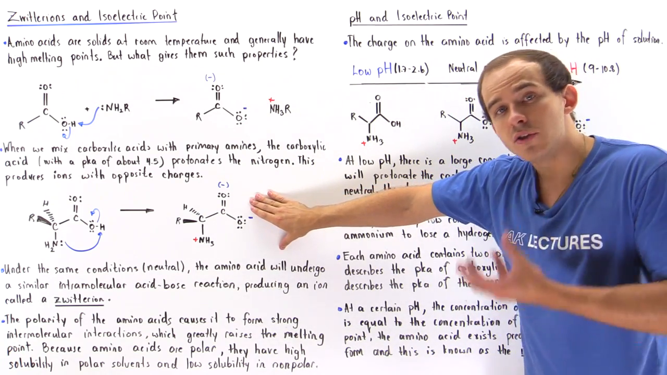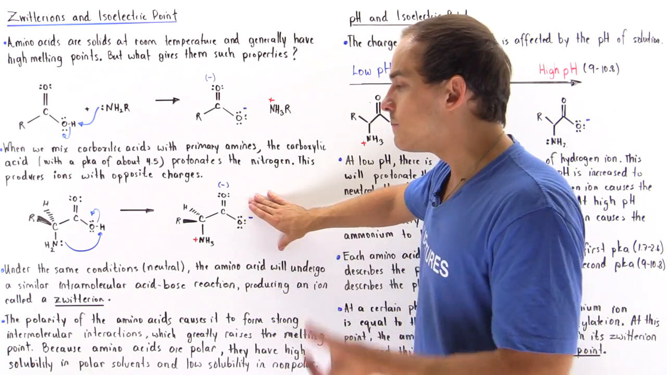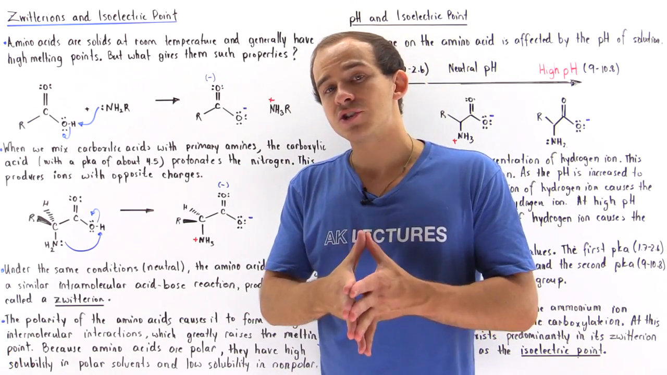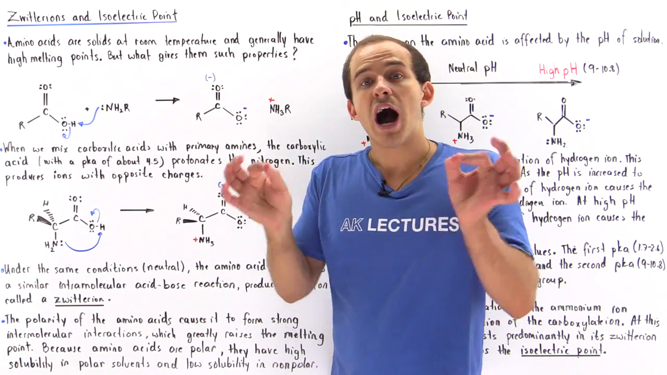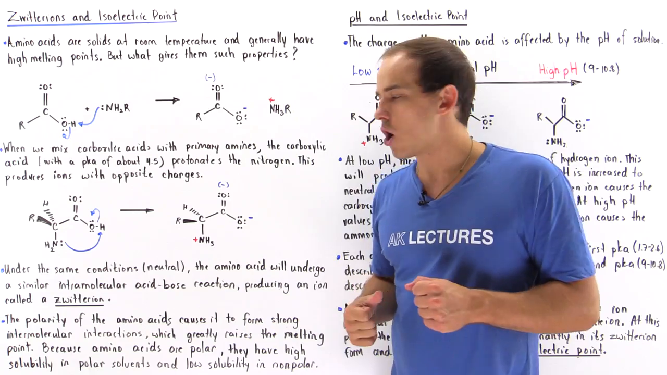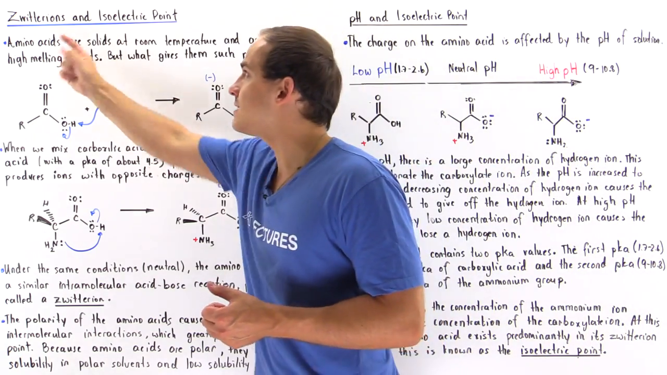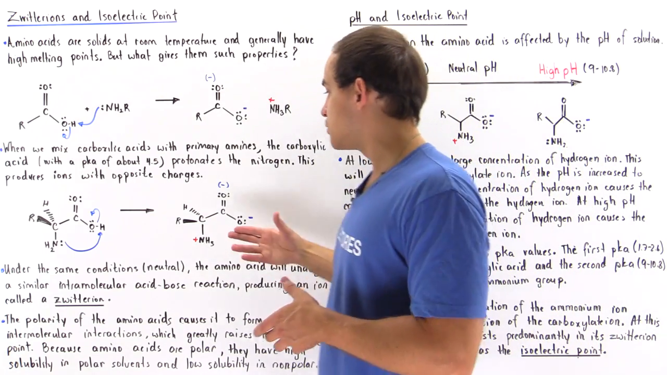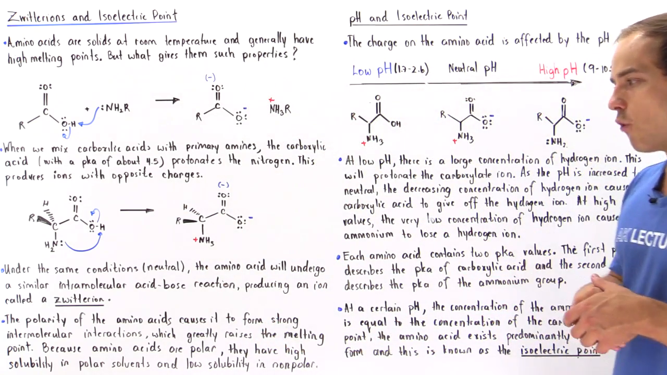So we see that under the same neutral conditions, every single amino acid will undergo an acid-base intramolecular reaction and they will form a product that contains two opposite charges. We have a positive charge on the nitrogen and a negative charge on our oxygen. And this molecule is known as a Zwitterion. So amino acids under neutral conditions exist predominantly in their Zwitterion form.